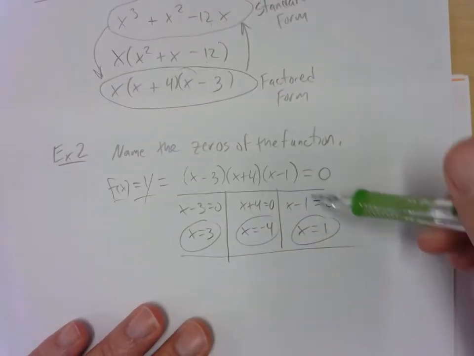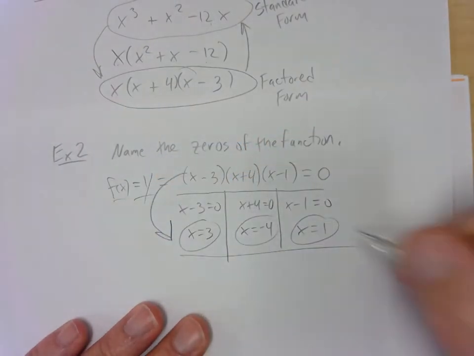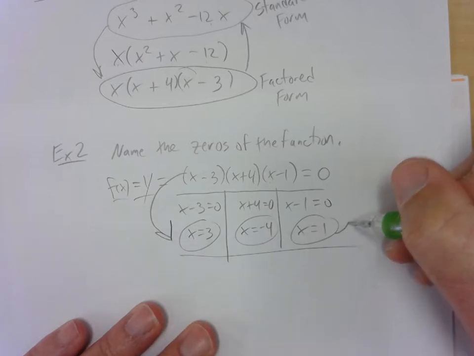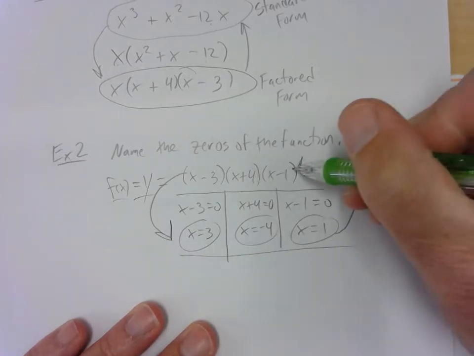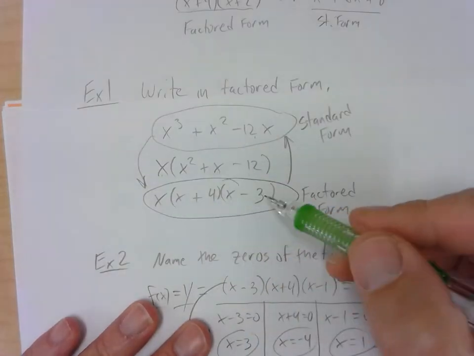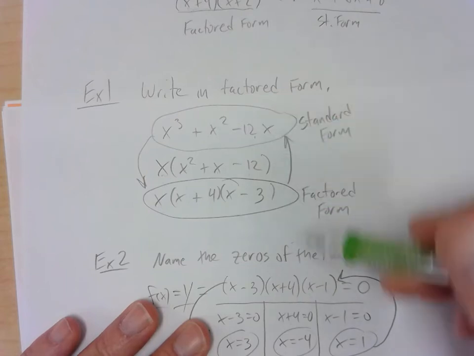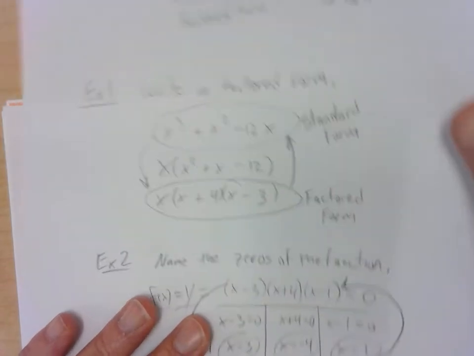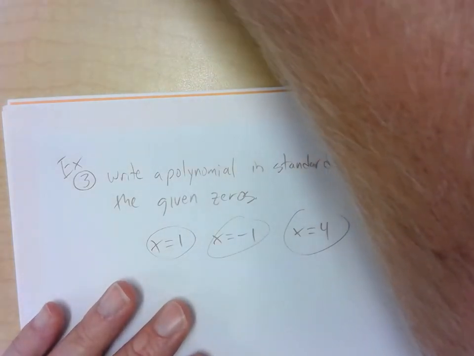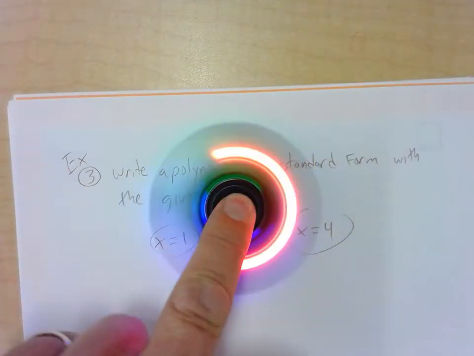So in the last problem, we had the factors, right? We went from the factors down to the three solutions. Now we're going to go from the three solutions back up to here, and we're even going to take it one step further. We're going to go to standard form. So we're going to multiply it all back together, from factored form back to standard form, but first we have to create the answers.